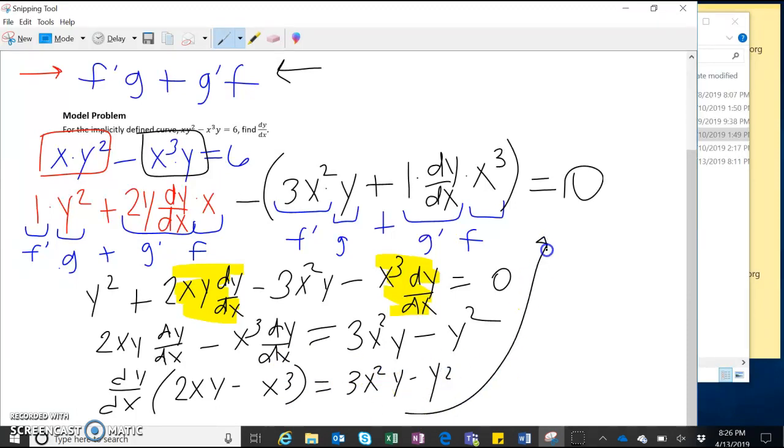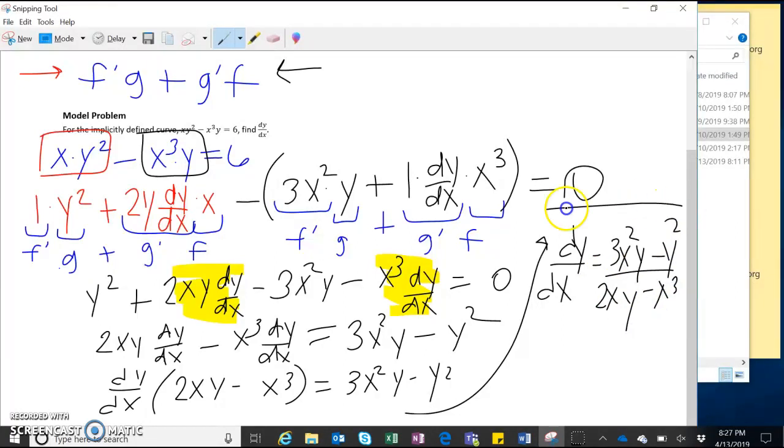And if I come over here, the only thing left to do is a quick division. And I can finally arrive at my answer that dy dx is just 3x squared y minus y squared all over 2xy minus x cubed.